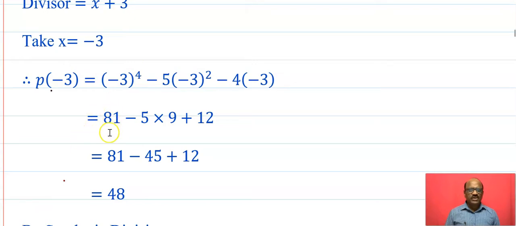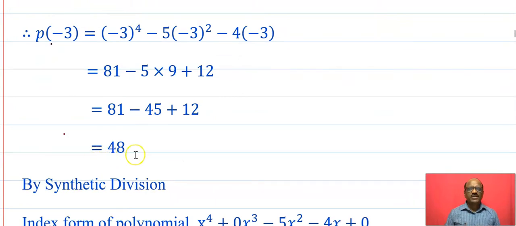Minus 3 raised to 4 is equal to 81. Minus 5 into minus 3 square is 9. Minus 4 into minus 3, that is 12. 81 minus 5 into 9, minus 45, here is a plus 12. And their addition is 48.